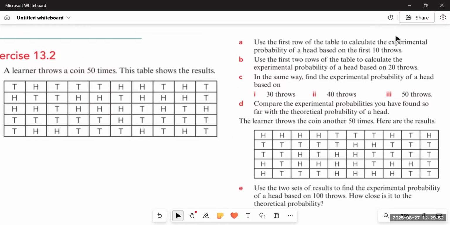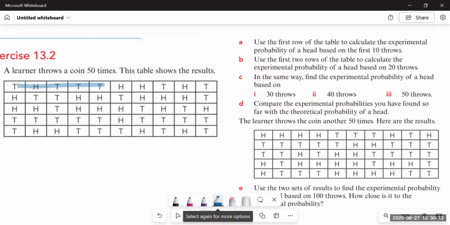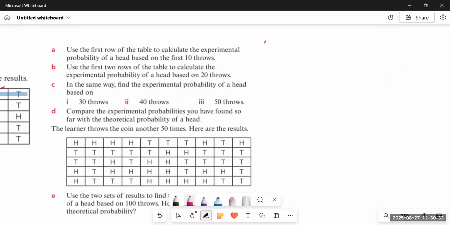The first question says, use the first row of the table to calculate the experimental probability of a head based on the first 10 throws. So we just have to focus on the first row only, this one, and we have to figure out what would be the experimental probability of head. Out of these outcomes, the total number of outcomes for 10 throws would be 10, right? And out of these 10, how many are head? 1, 2, 3, and 4. So the probability would be 4 by 10. That's all. You can write it as 4 by 10.